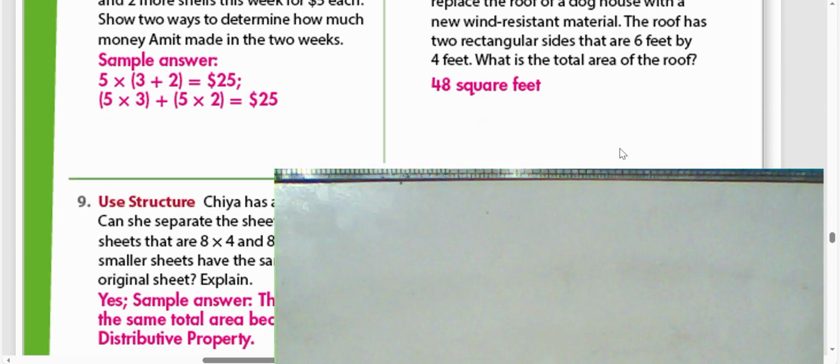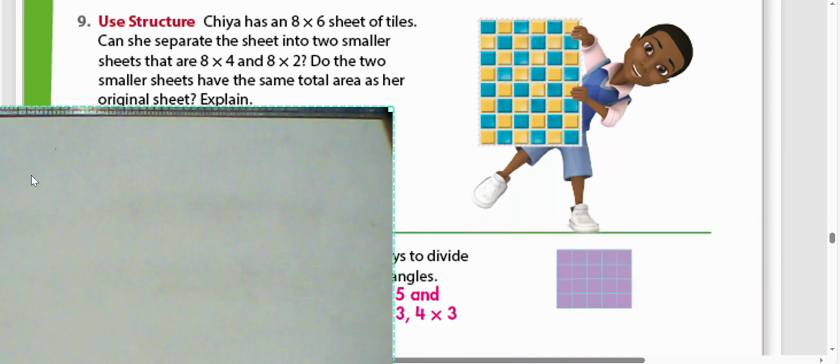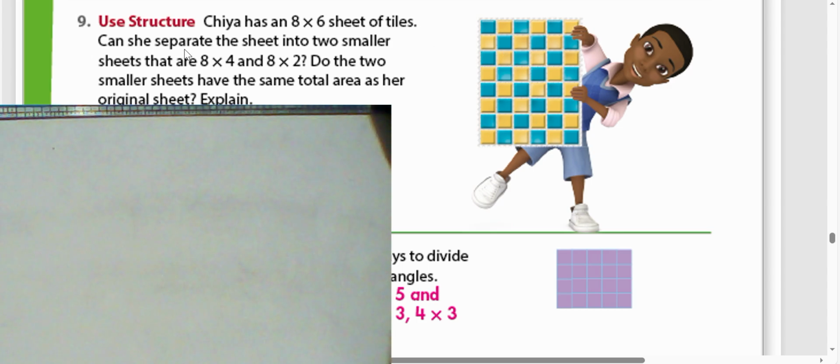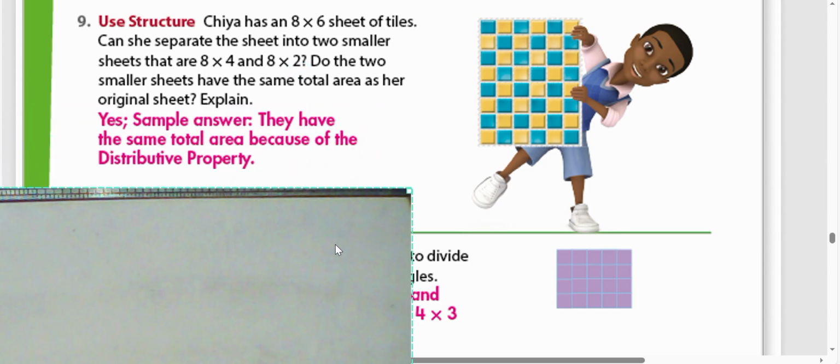Okay. Next question. Look at this question. Shaya has a sheet with 8 length and 6 width. Can she separate the sheet into two smaller ones, 8 times 4 and 8 times 2? Yes, sure, because we can use the distributive property with 6 equal to 4 plus 2. Two smaller sheets have the same answers. We have the same total area because of the distributive property.